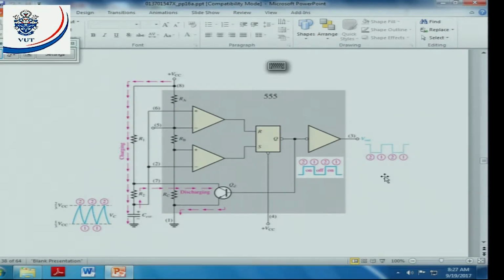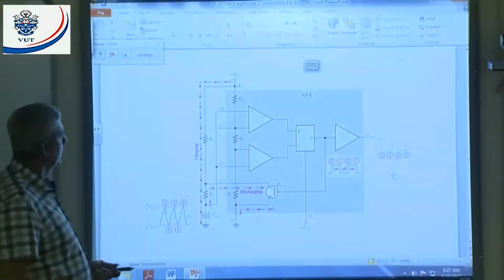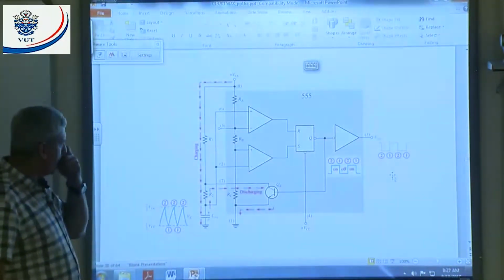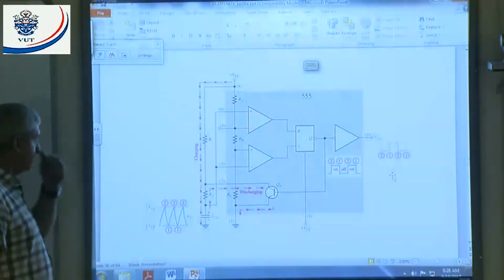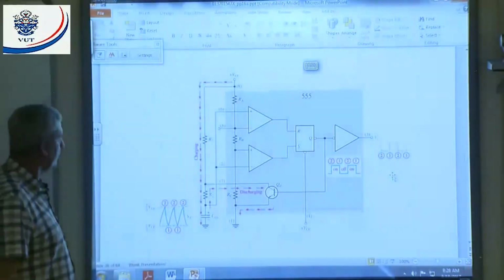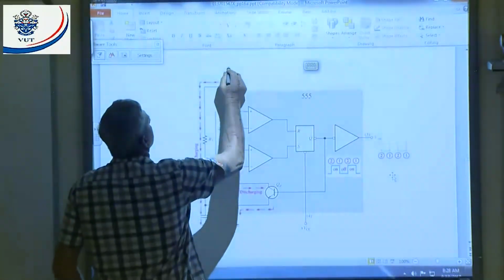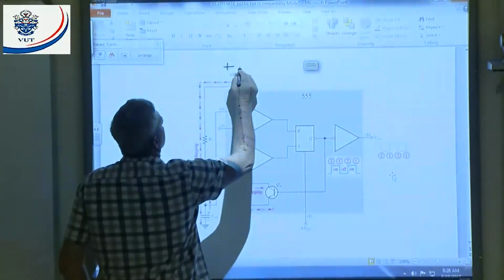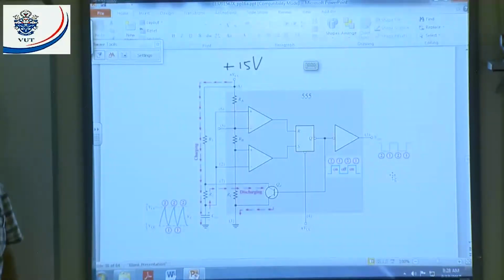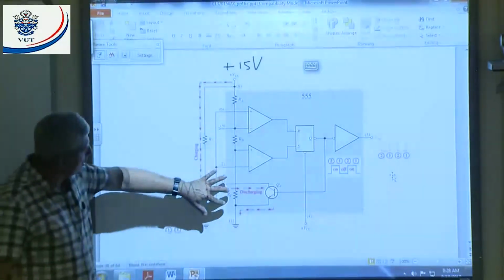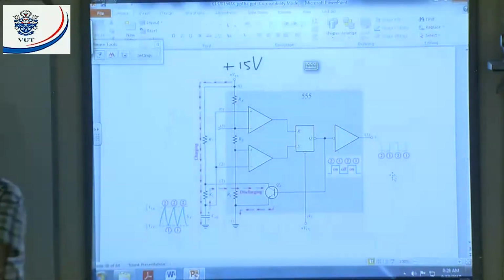All right. Let's go and have a look. I'm going to put in values here to make it easy. All these three resistors are exactly the same value. Let's assume we make the supply voltage plus 15 volts DC. That means, what will the voltage drop be across all those resistors? There will be 5 volts across each one.